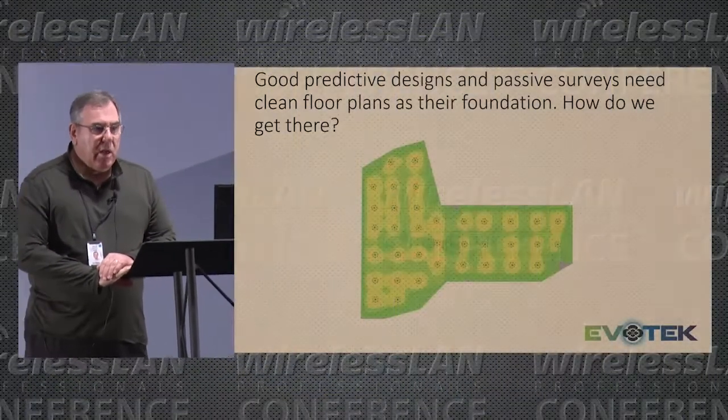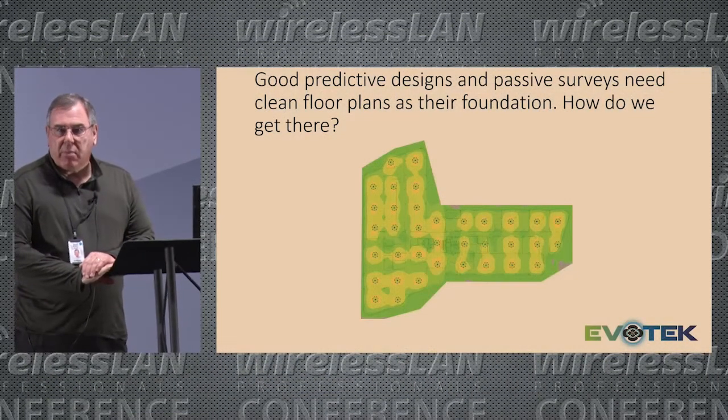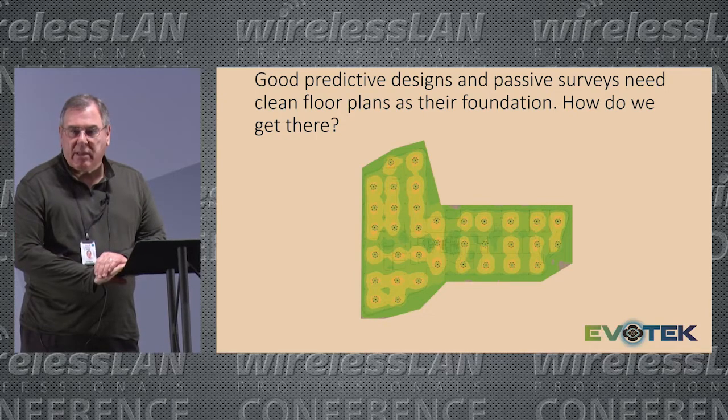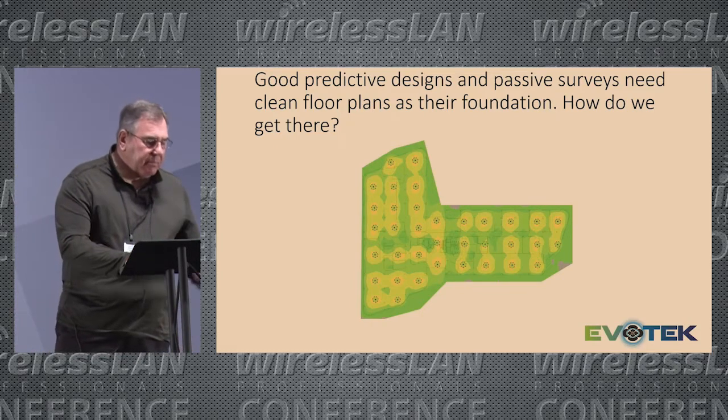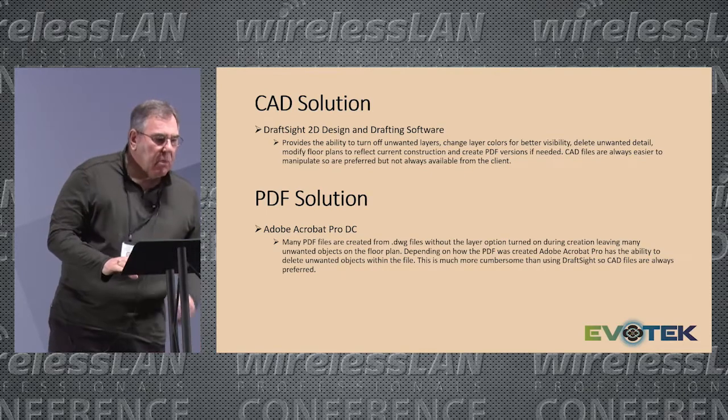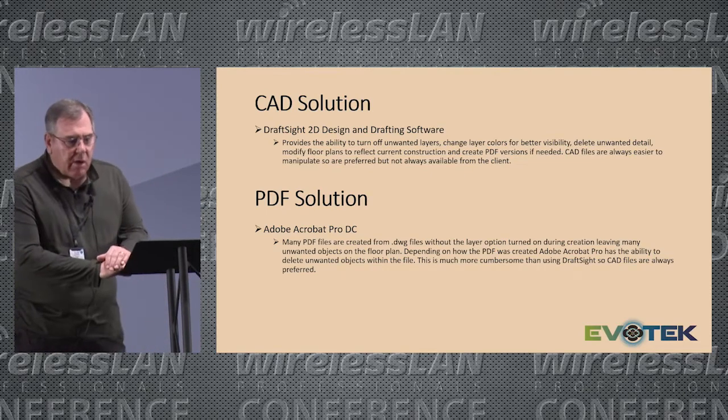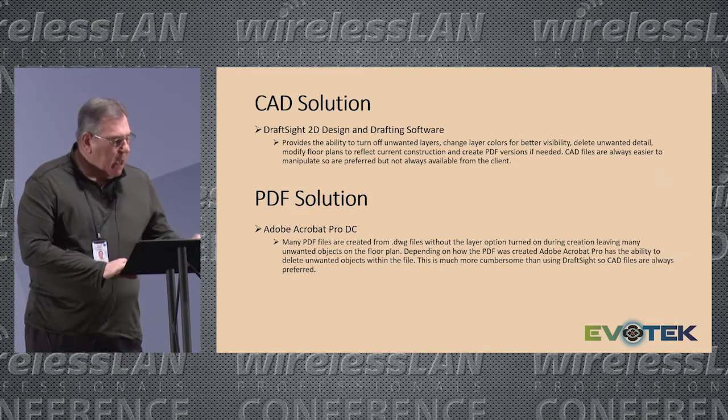Since we're kind of limited on time here, I'm not going to spend time on PDF and JPEG, but I'm going to talk about using a product to clean floor plans in AutoCAD format. So how do we get there? How do we get good clean floor plans? I use a product called DraftSight.